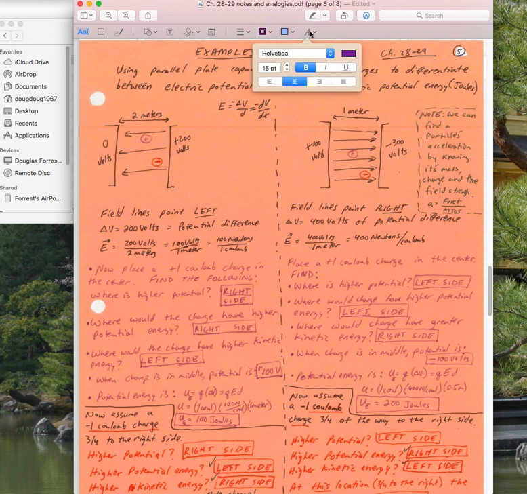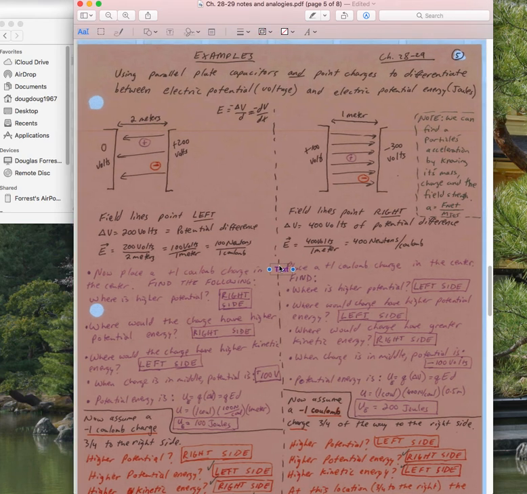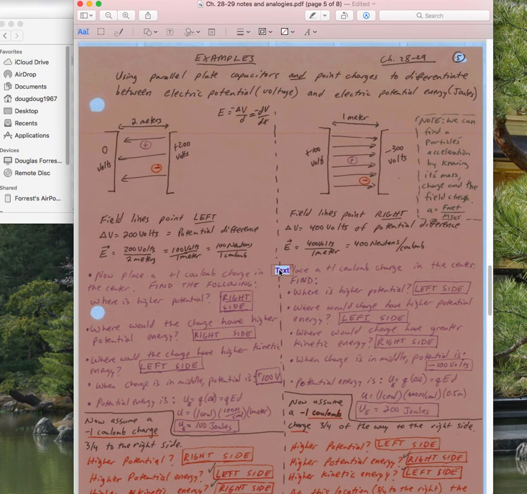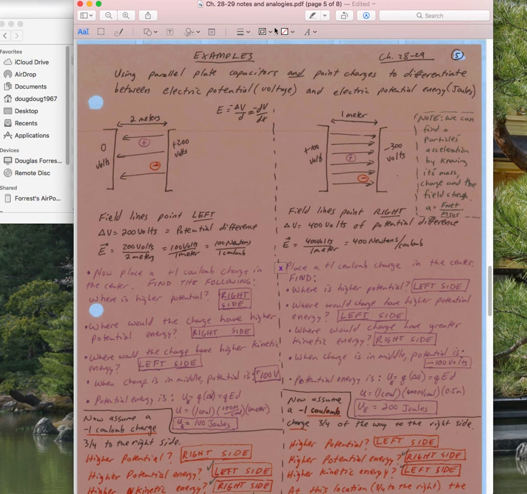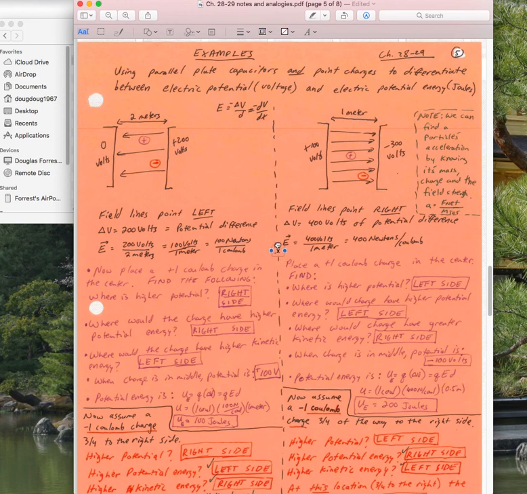Maybe I'll do that. And I want to make it black and not purple. Don't need to bold it. Oh no, that's voltage over distance, duh. So this is, now I'm replacing the variable distance with x. Never mind.